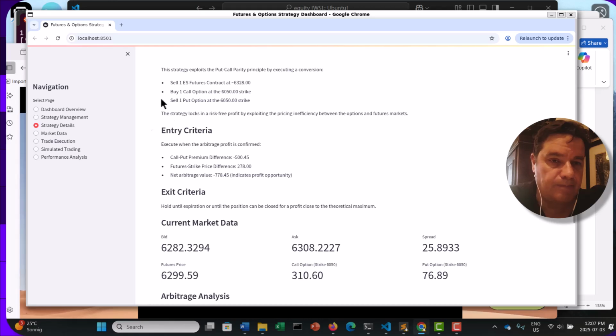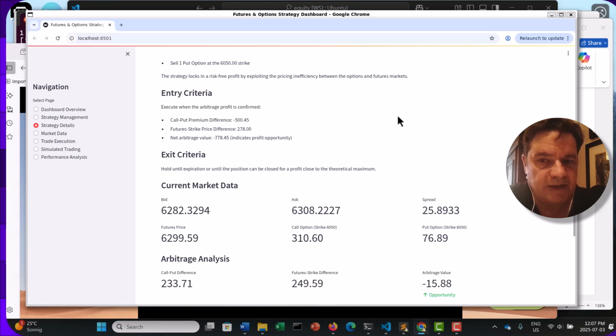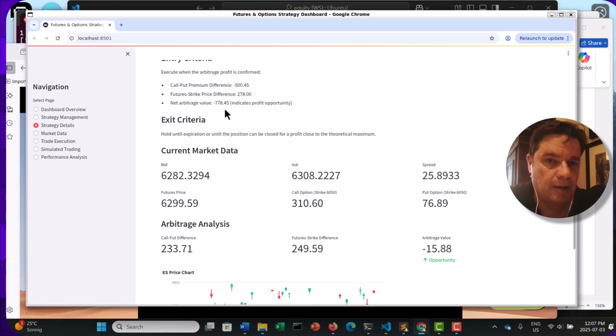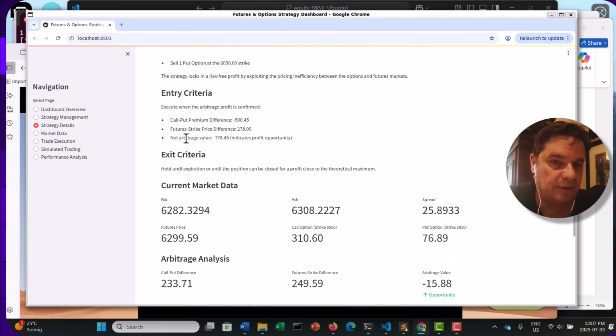So again, we have selling one ES future contract, buy one call option, sell one put option. Okay, that's a combination synthetic trade. This strategy looks for risk-free profit by exploiting the pricing inefficiency between the options and the futures market, because that is the data I'm feeding it, where I go so deep among 47 instruments. This one appears to be the most profitable, and this is one of the strategies that can do well, as an example. Okay, so we have a call put premium difference, futures strike price difference, and net arbitrage.